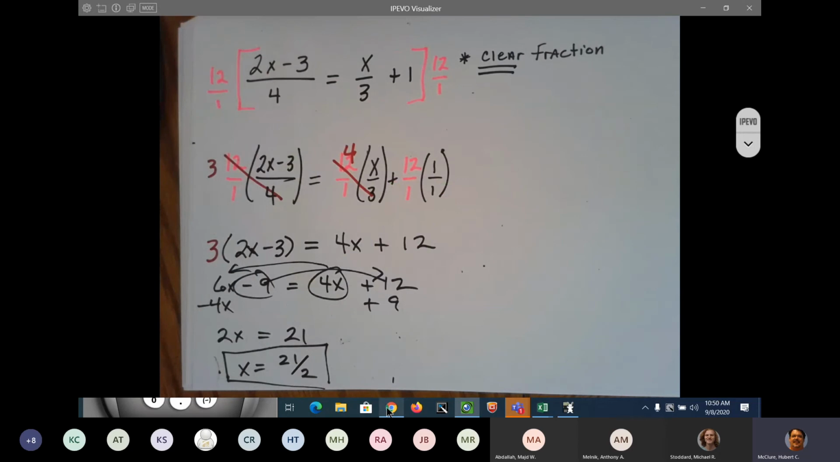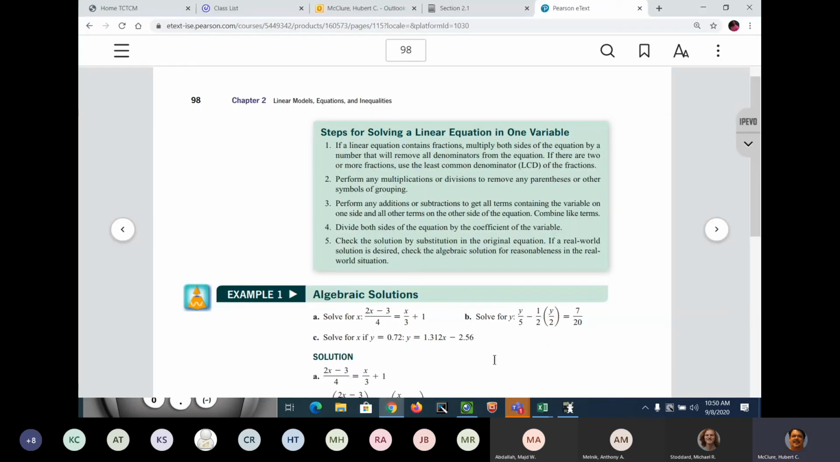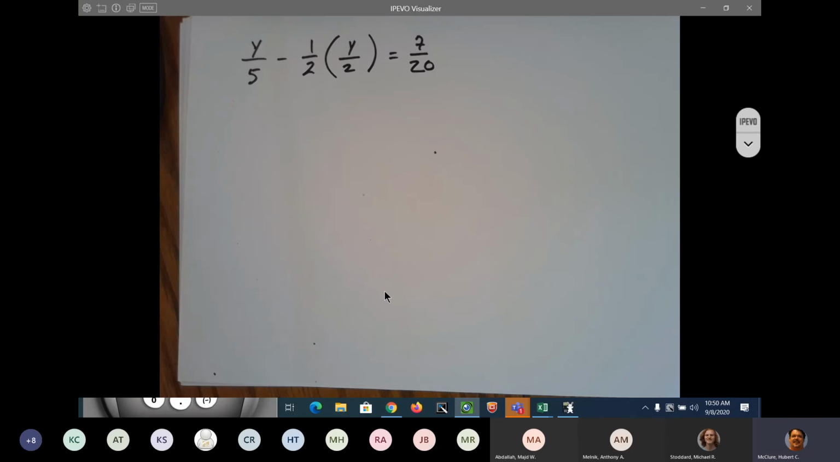All right, let's look at that next example. Y over 5 minus 1/2 y over 2 equals 7 over 20. Well, before you start on this one, you need to simplify as much as you can because it's written kind of weird.